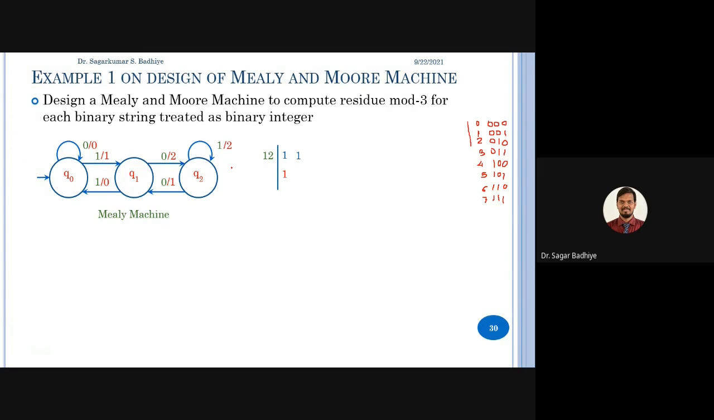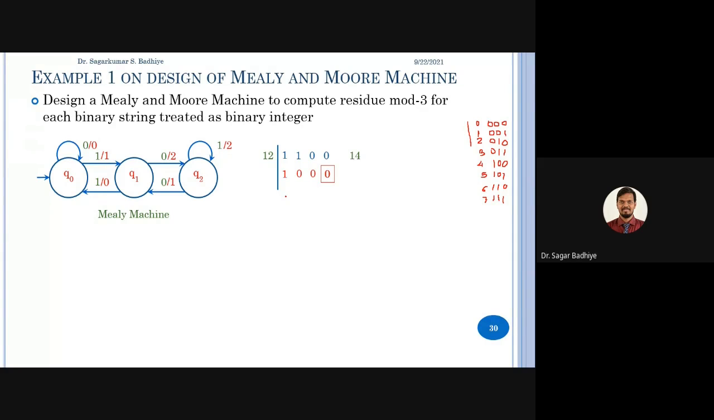Right, in Q1 the next input is again 1. So in Q1, if I get a 1, I am transiting to Q0 and the output produced is 0. Then in Q0 again I am getting the input as 0, so I stay in Q0 and the output produced is 0. Again in Q0 the input is 0, the next state is Q0 and the output produced is 0. So at the end I am in Q0 and the output produced is 0. So this means that the remainder is 0. So we have computed mod 3 for 12, and you know that 12 is divisible by 3, so the remainder is 0. So the output which is produced at the end will be considered over here.